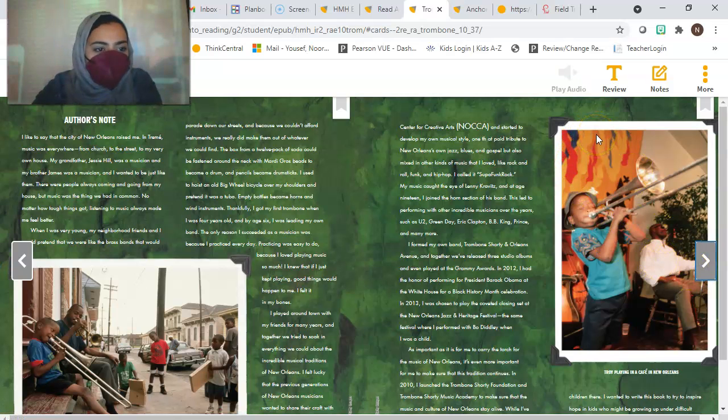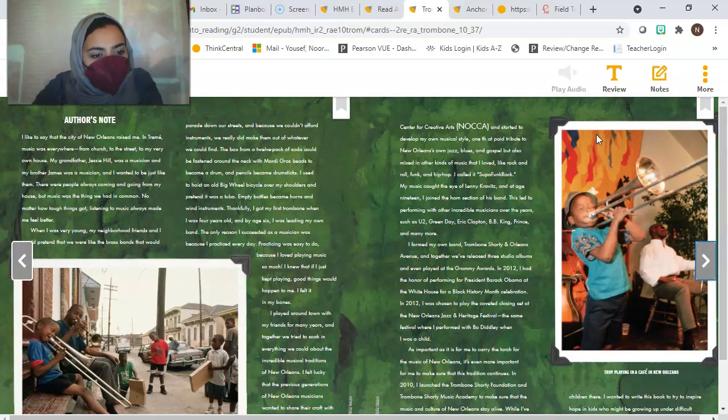Here's the author's note. I like to say that the city of New Orleans raised me. In Treme, music was everywhere, from church to the street to my very own home. My grandfather, Jesse Hill, was a musician, and my brother, James, was a musician, and I wanted to be just like them. There were people always coming and going from my house, but music was a thing we had in common. No matter how tough things got, listening to music always made me feel better.